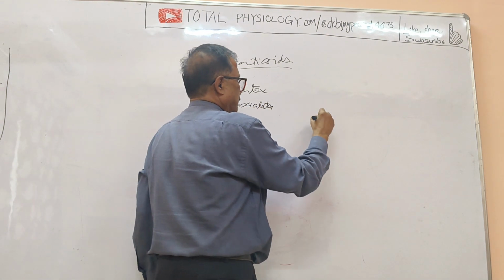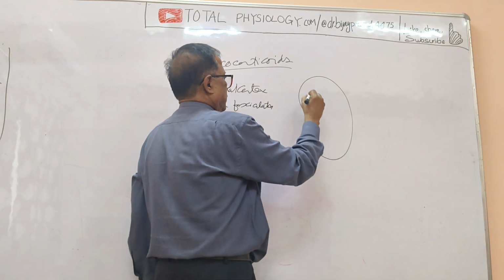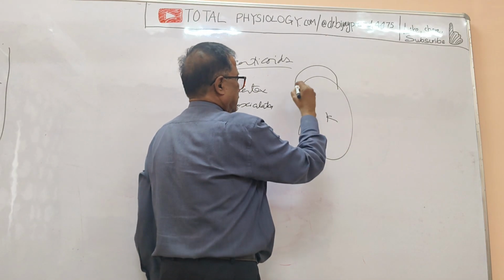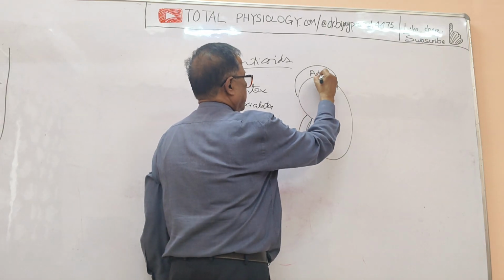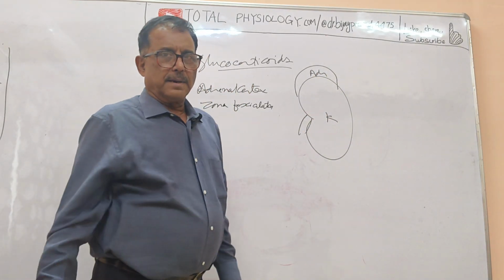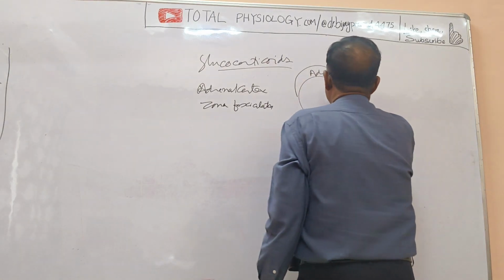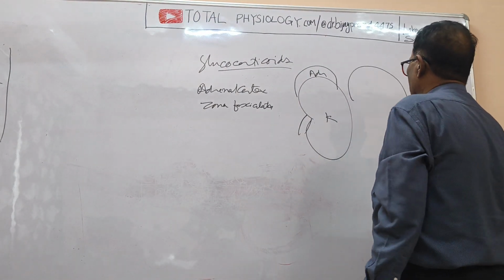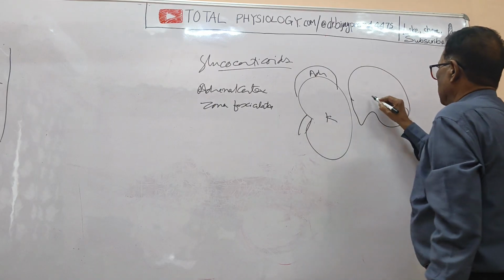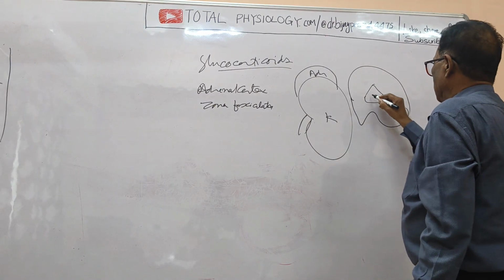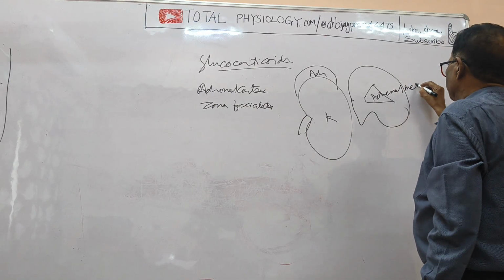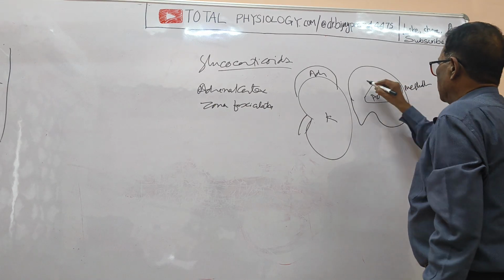The adrenal gland is situated on the kidney, on the superior part of the kidney. This is the adrenal gland. It is also known as the suprarenal gland. This suprarenal gland or adrenal gland is composed of adrenal medulla and adrenal cortex.